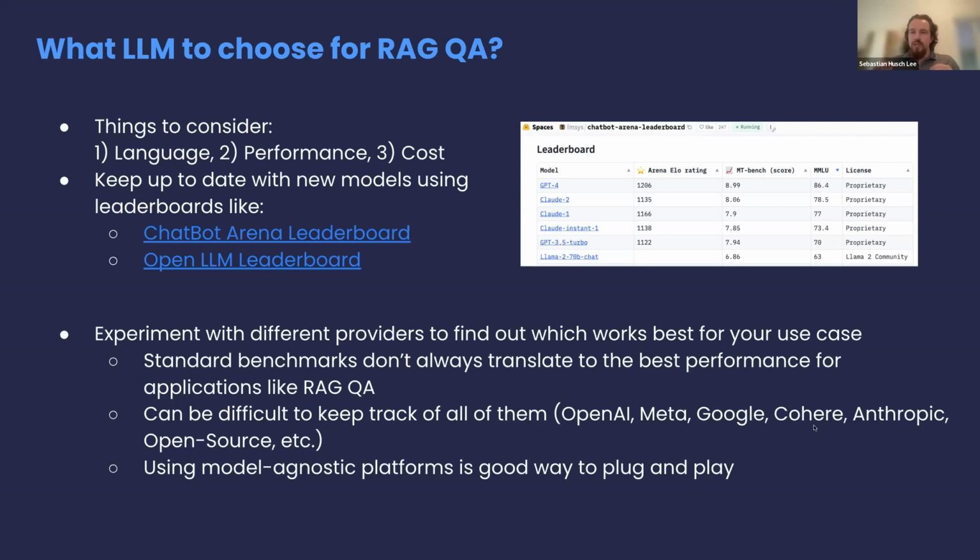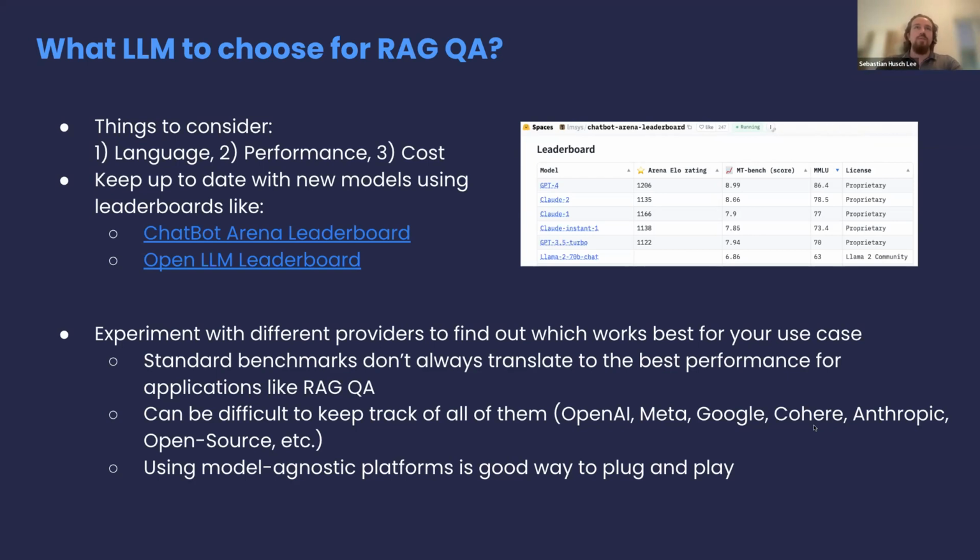However, to really nail down which one you want to choose, I'd experiment with different providers to find out which works best for your use case. Standard benchmarks are great and all, but they don't always translate well to the best performance for your use case, like RAG QA. And like I said, it can be a bit difficult to keep track of them all. You have OpenAI, Meta, Google, Cohere, Anthropic, open source, etc. A big advantage is to use a platform where you can easily plug and play these different models. This is something that deepset Cloud offers that has been quite exciting to work with, where we can plug in models from these different providers and compare them directly to get a sense of how well they do.